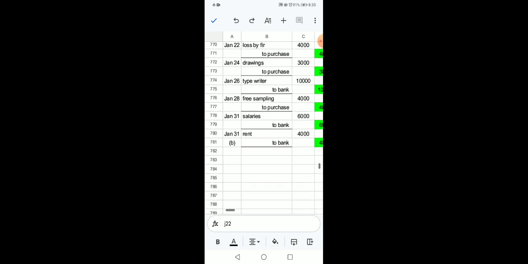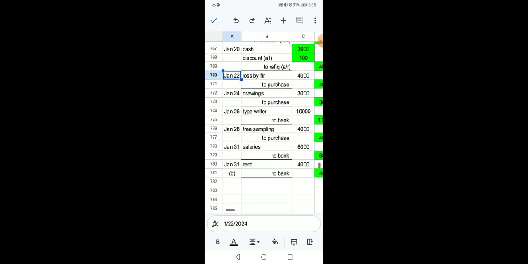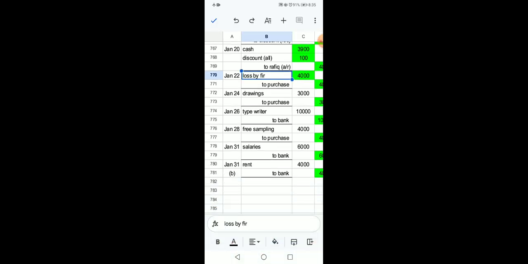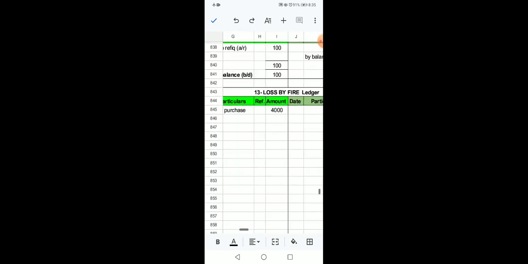January 22nd. So what you have done, January 22nd, 4,000 is posted. Mark it as it has been done. We are making ledger for loss by fire. Look at downwards if loss by fire is present anywhere else. No, it means entries for loss by fire is completed. It's time to calculate the balance.